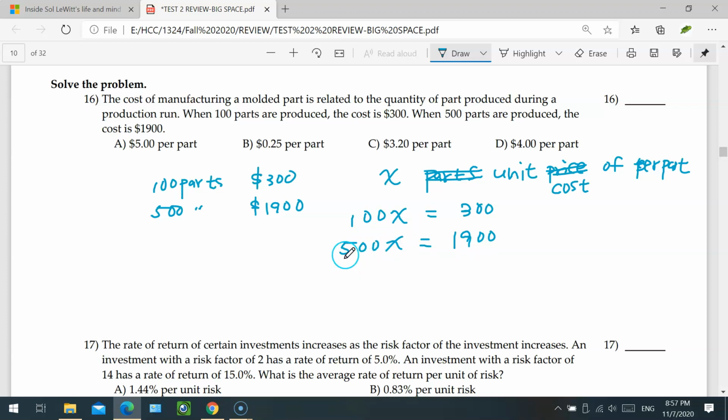So now we want to solve for the unit price per part. This is equation 1, this is equation 2. So I'm going to use equation 2 minus equation 1. So I get 400x equals 1600. Divide by 400, we get x equals 4. So this would be the unit price per part.